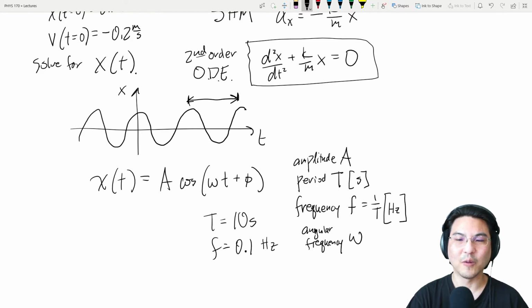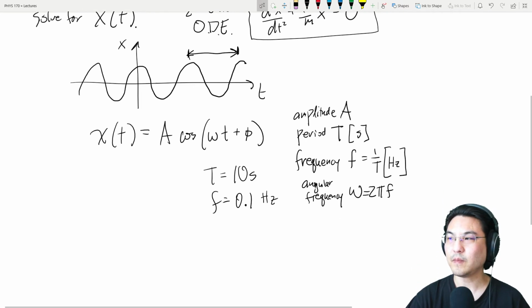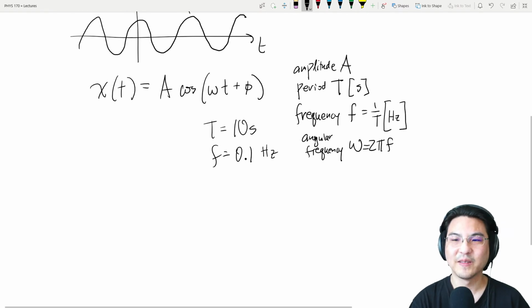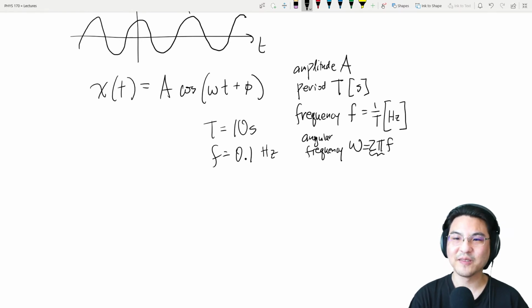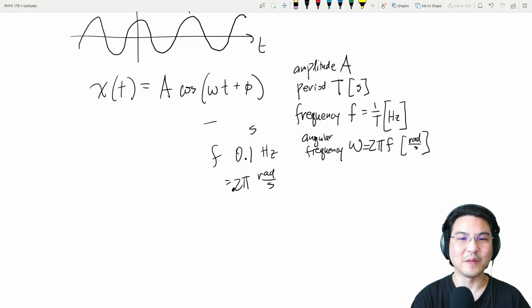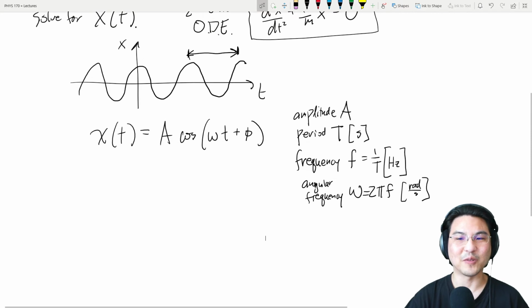So we call that omega, which is 2 pi f. And this is 2 pi radians times 1 per second, so it would be radians per second. For example here, this will just be 2 pi times 0.1, so 0.2 pi radians per second. All right, now how does that affect our sine wave, or sinusoid?